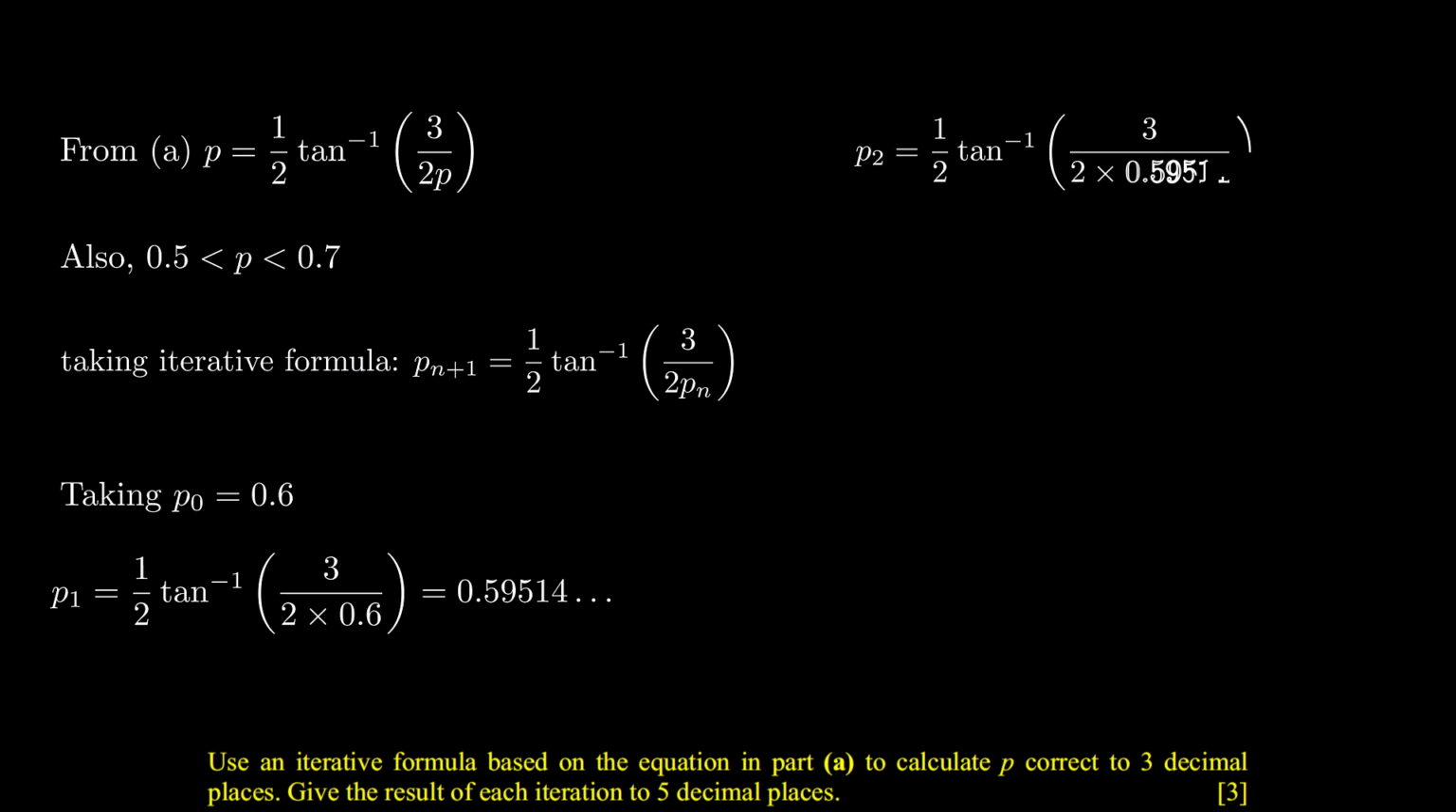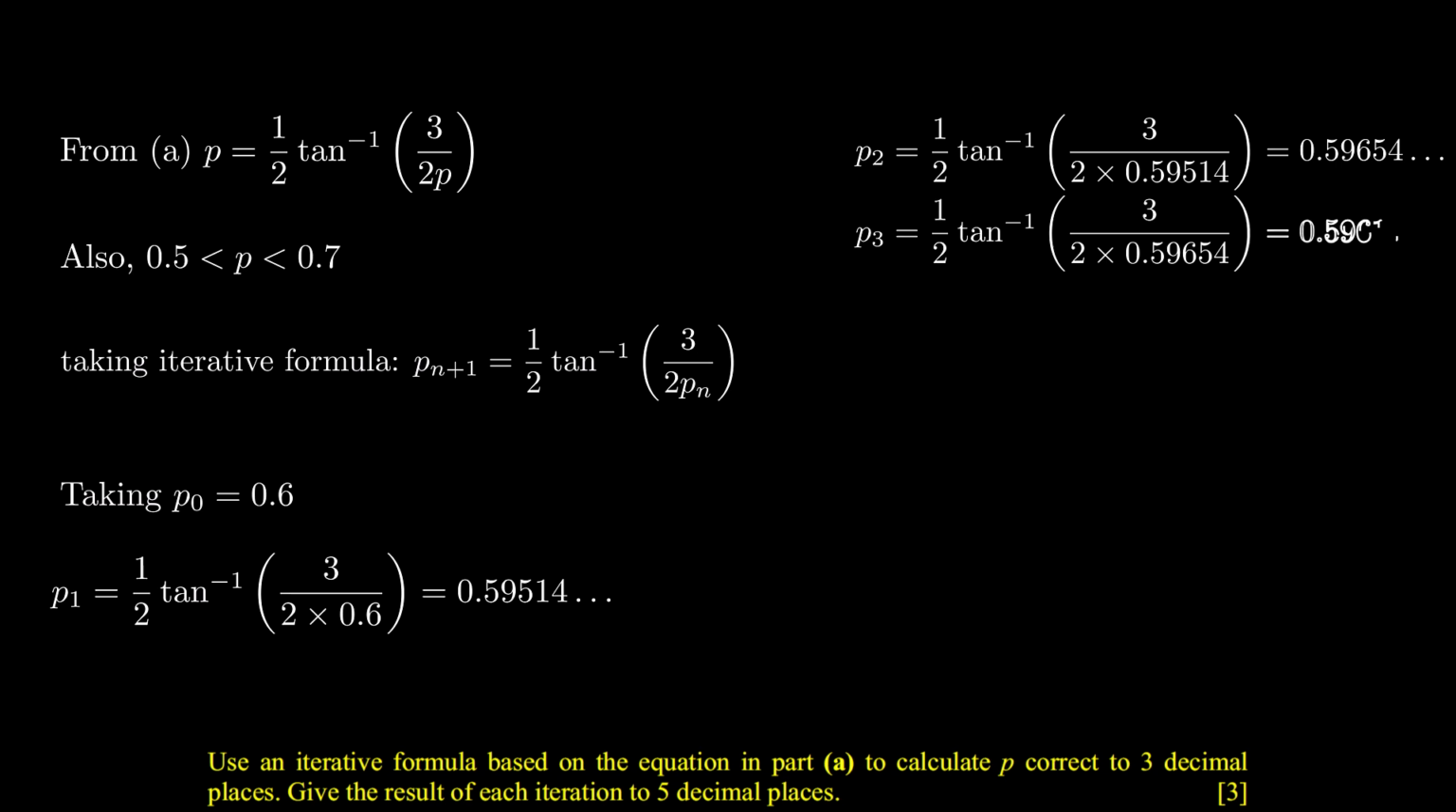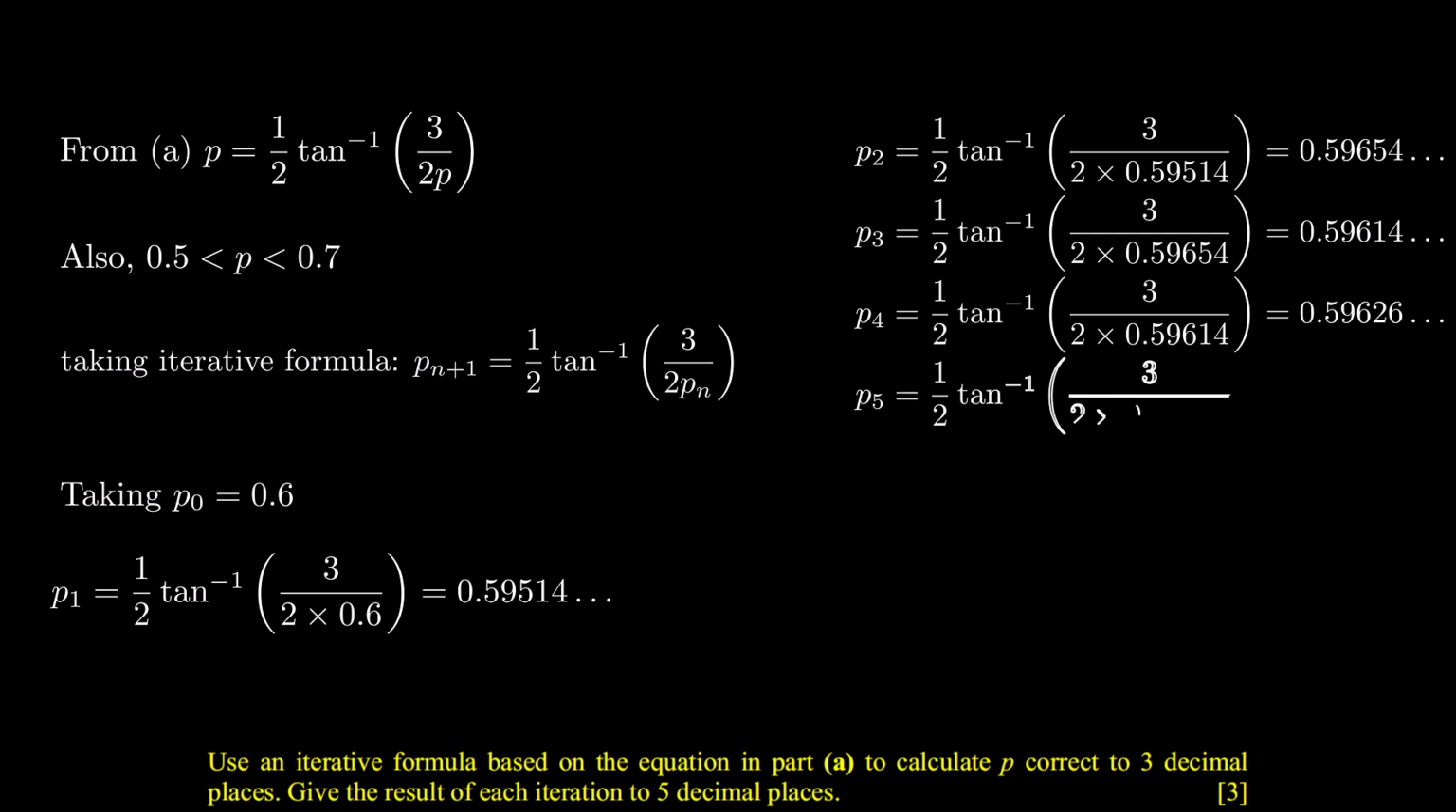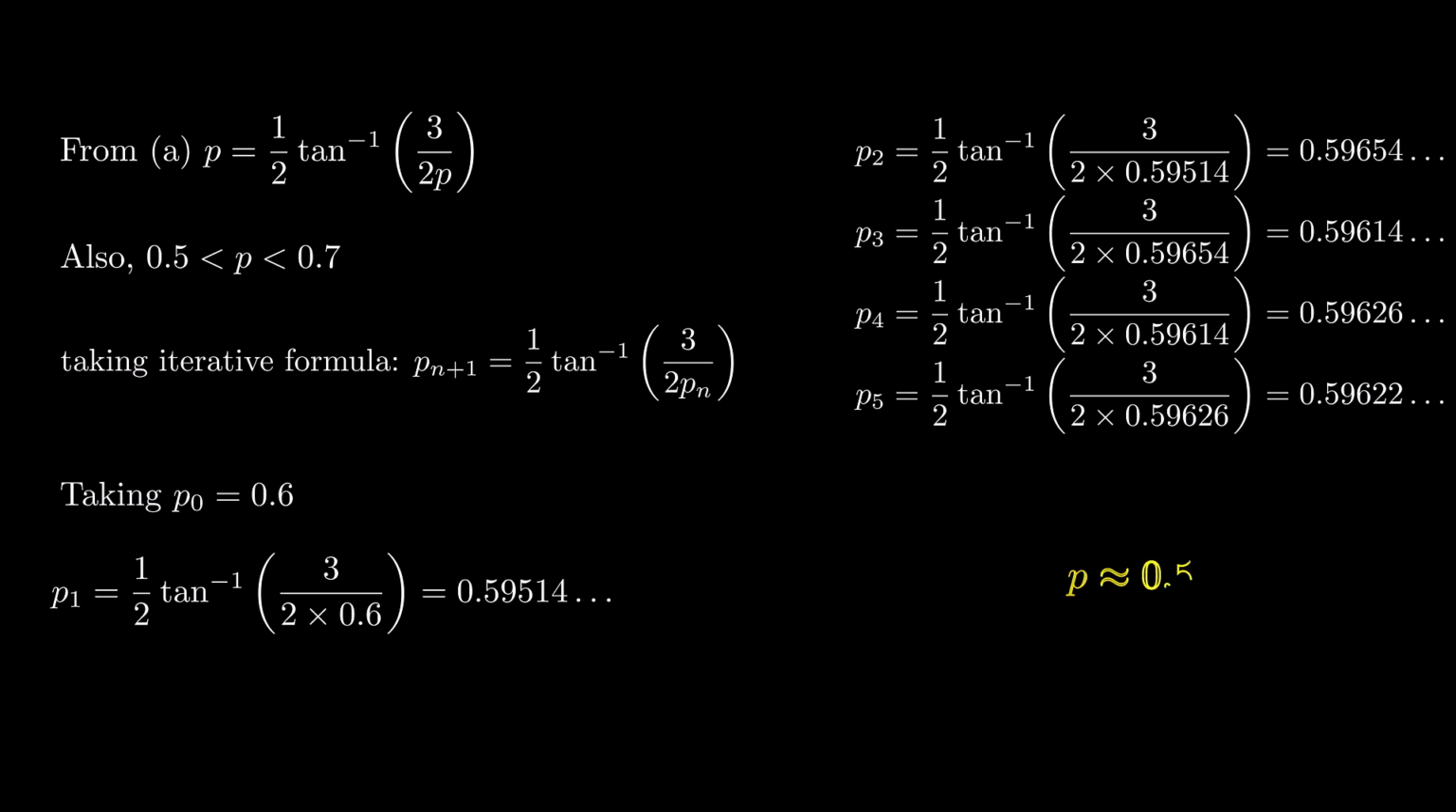So that next iteration is going to be 0.59654, and then from here we can get the third iteration, that is 0.59614. We can see it is correct to three significant figures, the p value is 0.596, but just to make sure we can write till 5 iterations, and the fourth iteration is 0.59626, and then the fifth iteration is going to be 0.59622. So from here we can easily say that the p value correct to three significant figures is going to be 0.596.